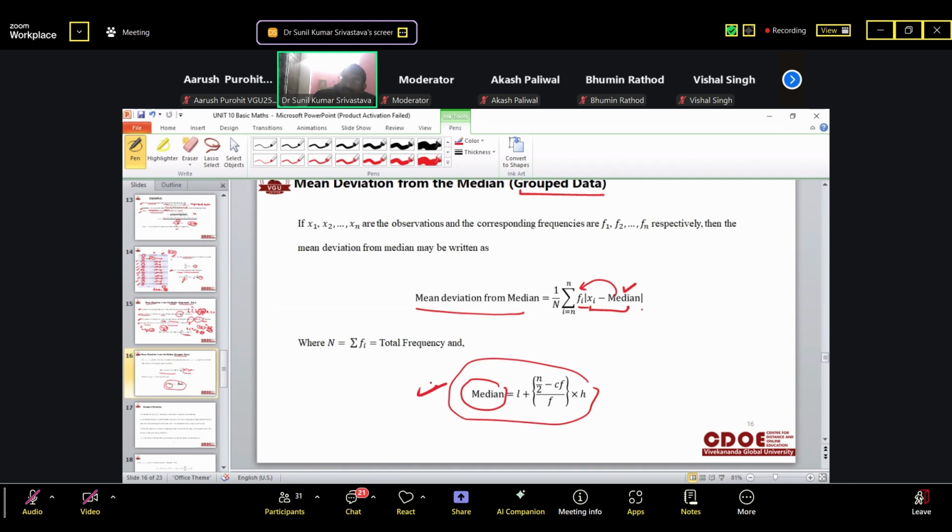And the formula for the median is L plus (n by 2 minus CF), where CF is the cumulative frequency.